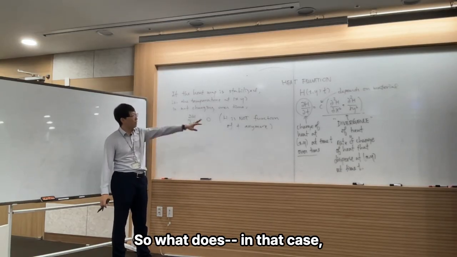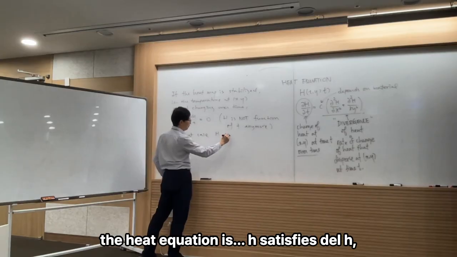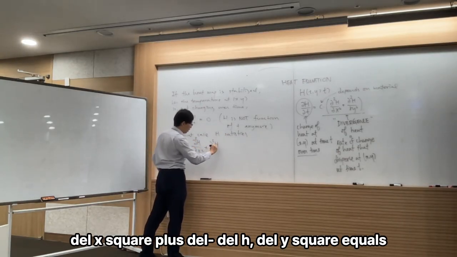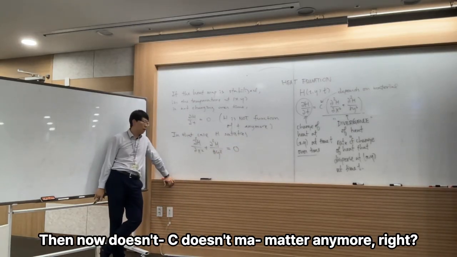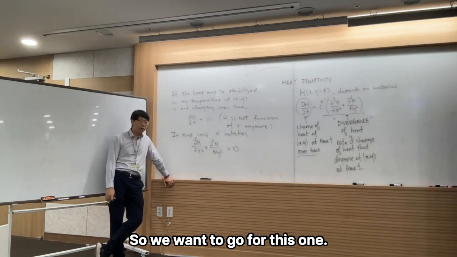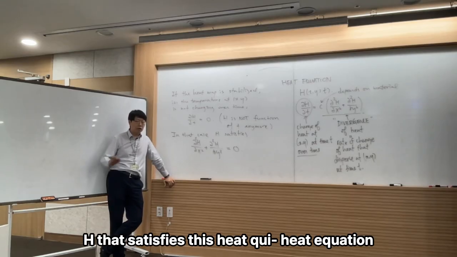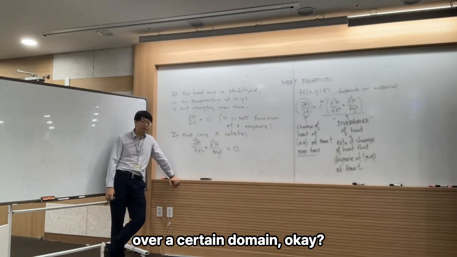So in that case, the heat equation is: h satisfies del squared h del x squared plus del squared h del y squared equals 0, right? Now C doesn't matter anymore. So this equation, just this equation, is what we want to go for. We want to find the heat map or heat function h that satisfies this heat equation over a certain domain, okay?